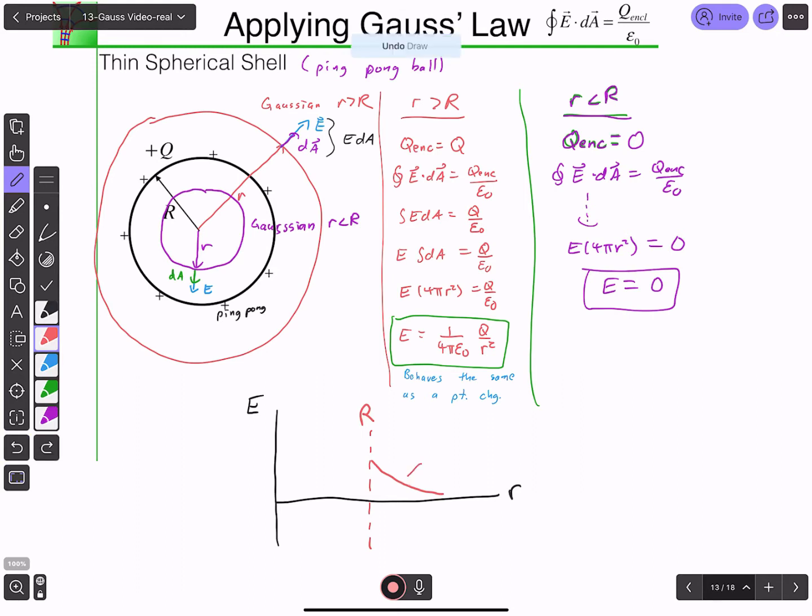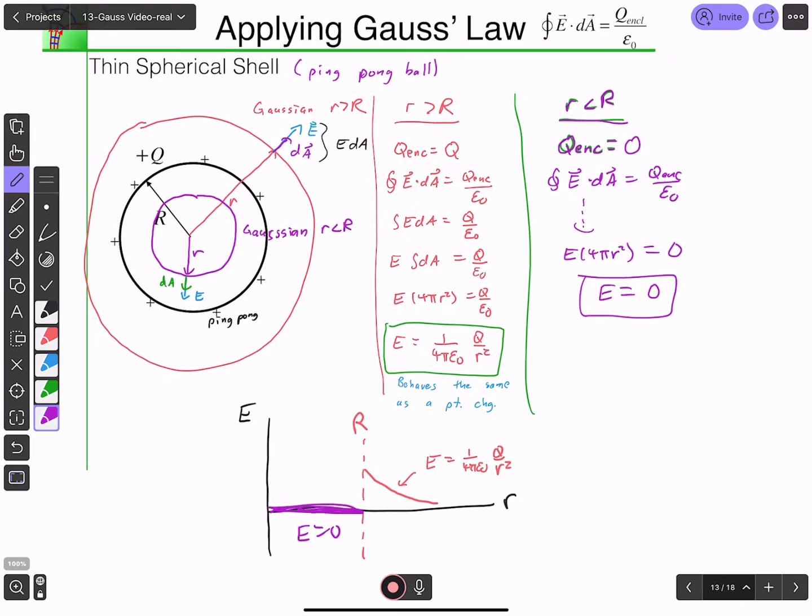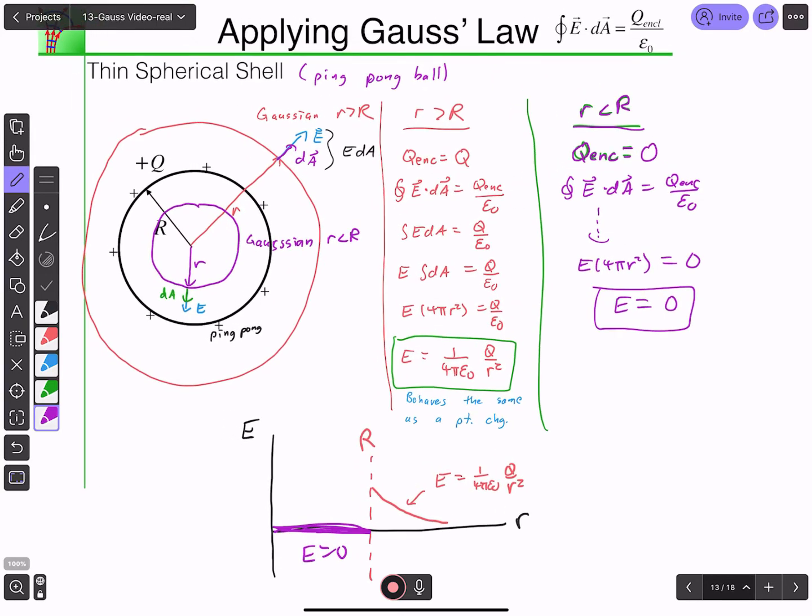The electric field is just 1 over 4 pi epsilon naught q over r squared. So it goes off as 1 over r squared. But when we're inside, the electric field is 0. So here the electric field is 0. Then outside it goes off as 1 over r squared. So that's the electric field for a shell.